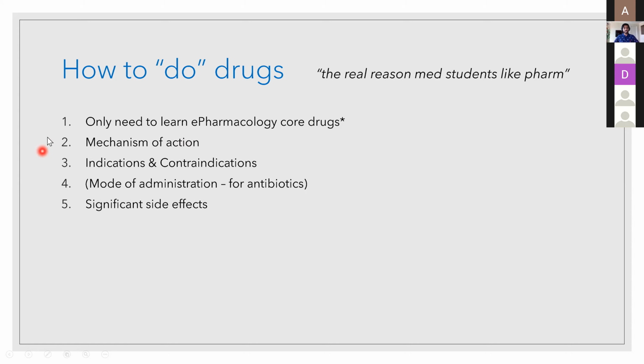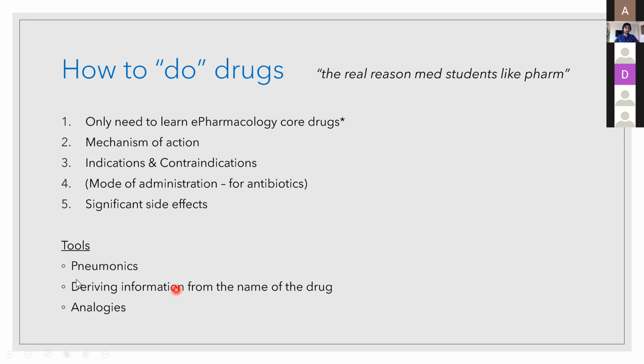And this is the priority of what we need to know for the drugs, in order. Prioritize knowing the mechanism of action of all the drugs first, then the indications and contraindications. Indications being what do we use it for, contra meaning what we don't use the drug in because there may be some adverse effects, such as pregnancy, for example. Next is mode of administration, for antibiotics, and finally significant side effects. Some tools we can use to help us with this process are mnemonics, deriving information from the name of the drug, and analogies, which you'll see in some of the examples that I'm going to go through.